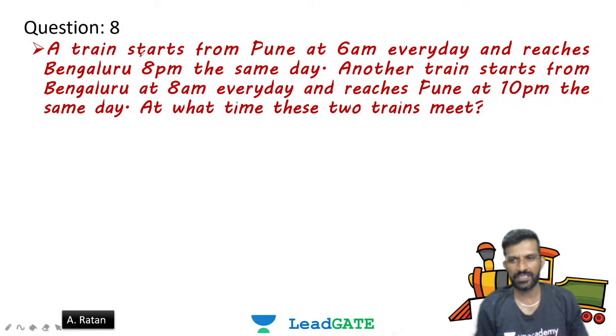The starting time of the train is given, the reaching time of that train is given, and another train's starting time and reaching time are also given. Every day these two trains are running. So at what time will these two trains meet? Iqbal says it should be 2 p.m. Good. Others, what is your answer?